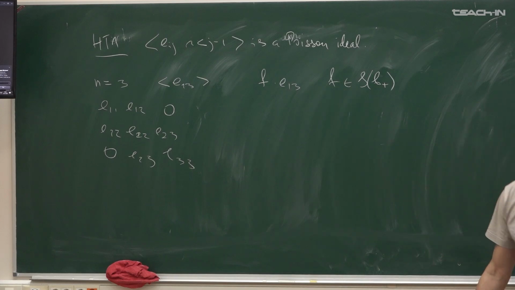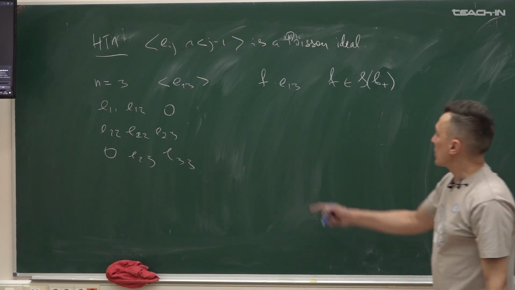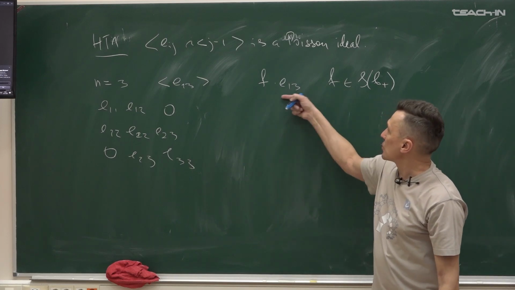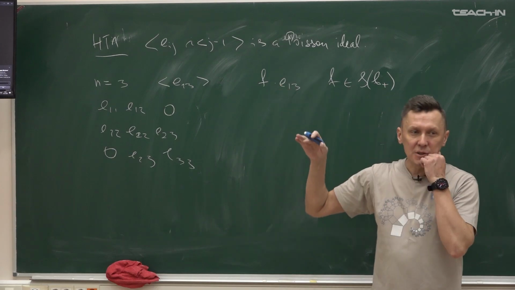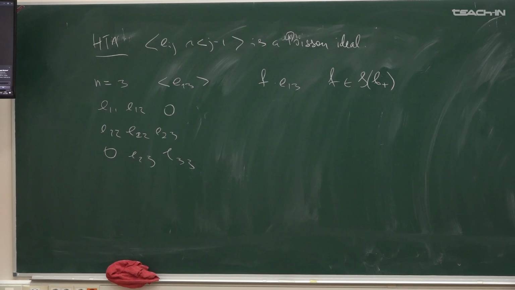Why is it a Poisson ideal? Why is the Poisson bracket of all functions like this again a function of this type? In fact, we have only two elements to check, U1 and U3. The others are all zero, because the bracket has to be nonzero, which has at least one index.